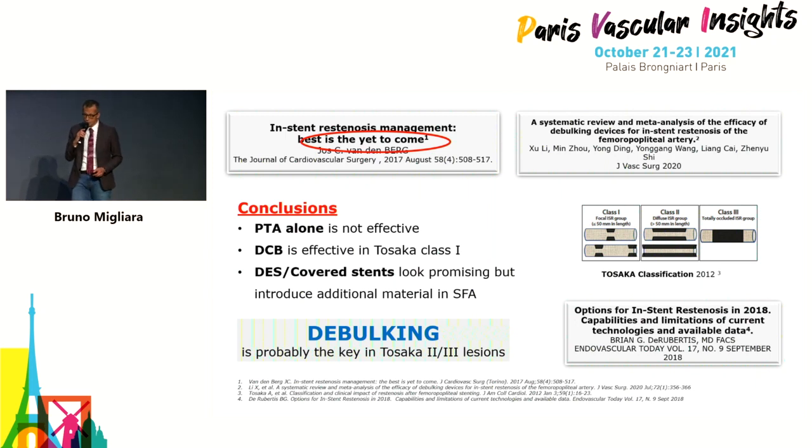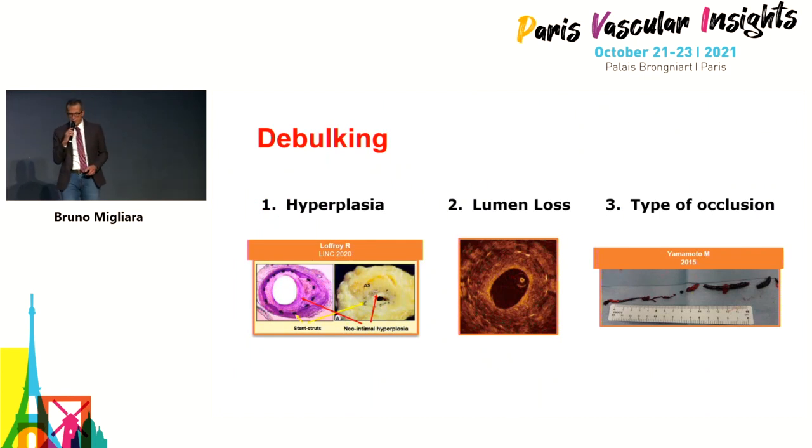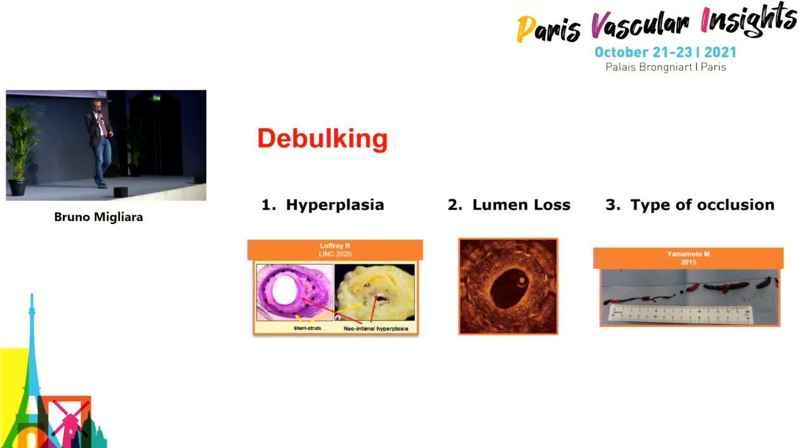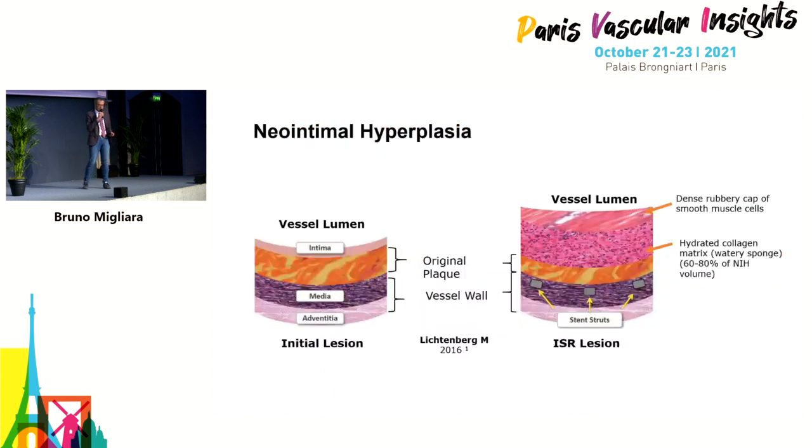For Tosaka 2 and Tosaka 3 lesions, then the most complex situation, debulking seems to be the key of treatment. Why is debulking so important? Debulking is important, first of all, to remove the intimal hyperplasia, to obtain an effective lumen gain, and finally, in case of a total occlusion, to remove an eventual thrombotic material.